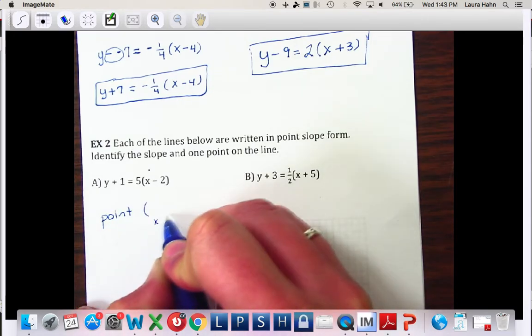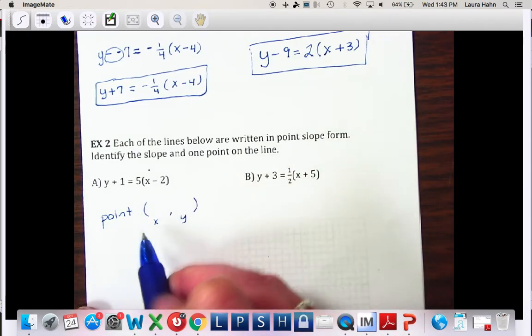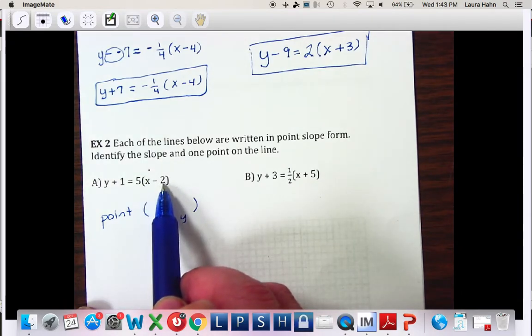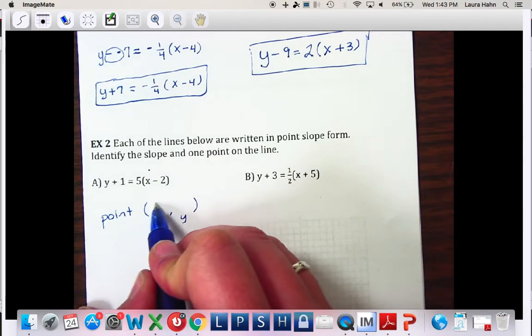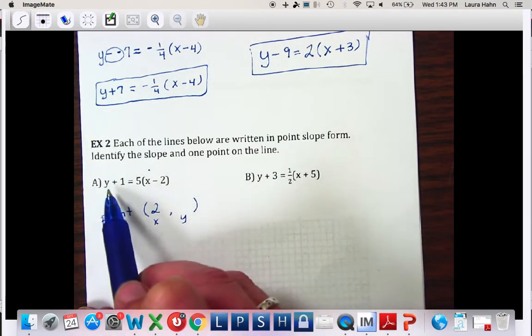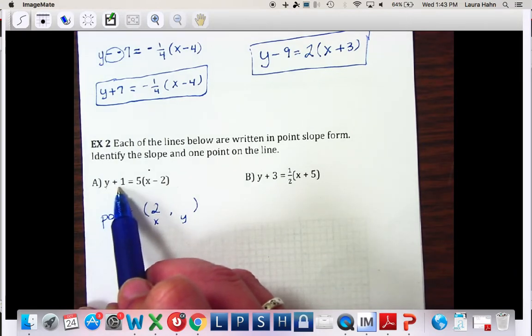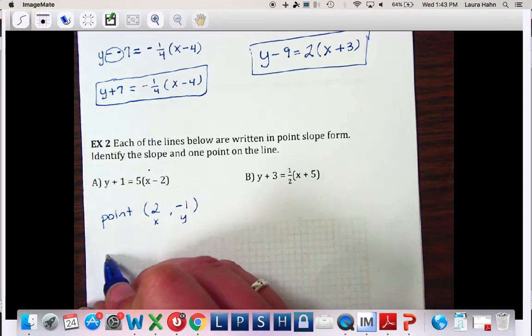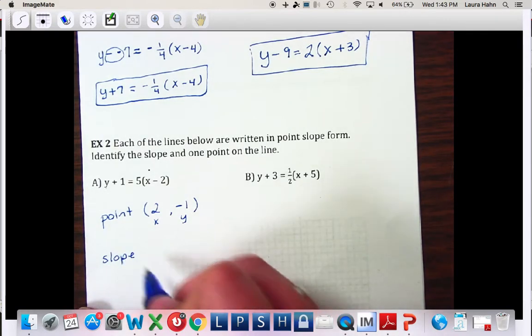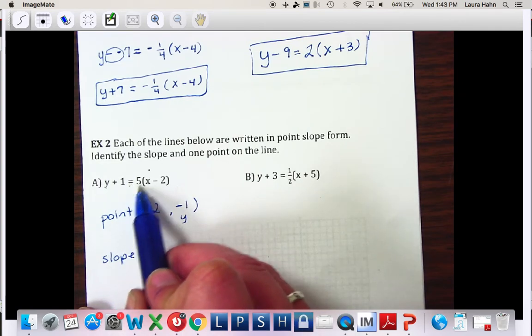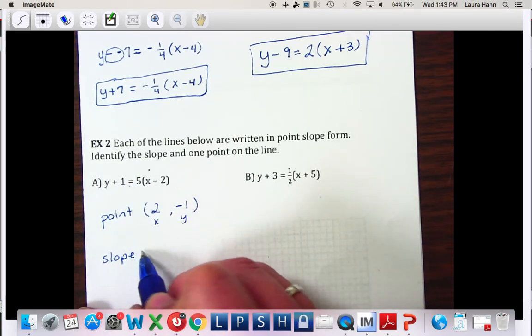So our point. To get the x, we look by the x. By the x, I see a -2. So remember, think opposite. Since I see a -2, my x value is a +2. To get the y, I look by the y. I see a +1. The opposite of a +1 is a -1. So that's the point. Slope. Slope came after our equal sign, in front of our parentheses. So my slope is 5.